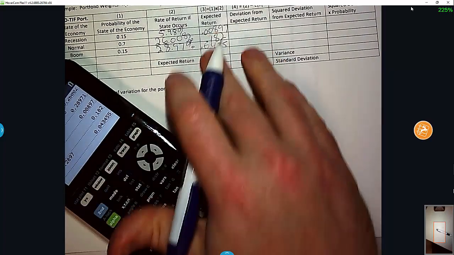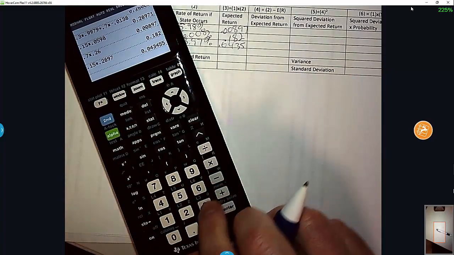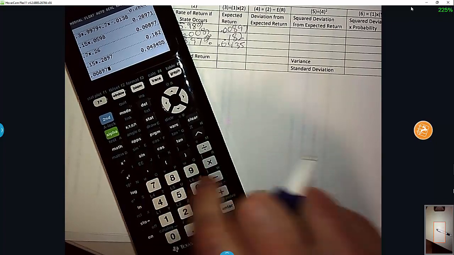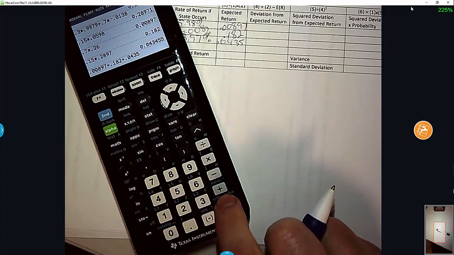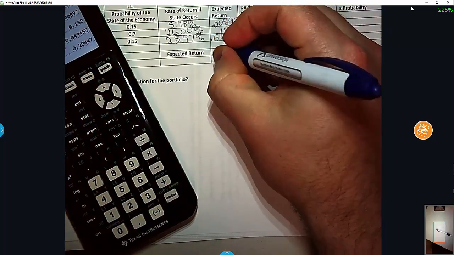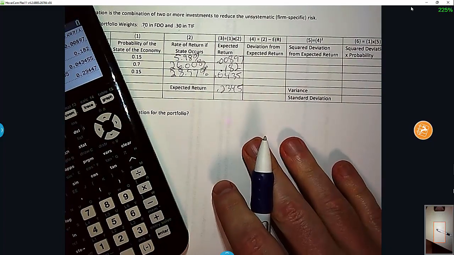All right, so now I have to add these up. 0.00897 plus 0.182 plus 0.0435 gives me an expected return of 23.45%, or 0.2345. And you'll notice I'm rounding a little bit here. I'm rounding to four places. I find that works pretty well. Normally what I would do is calculate this in Excel. It's a little more exacting, but for our purposes this works fine.